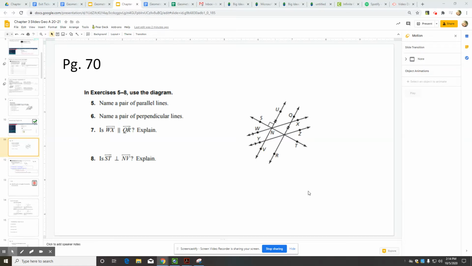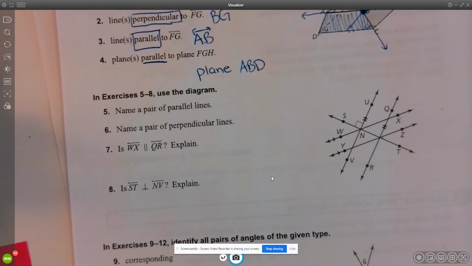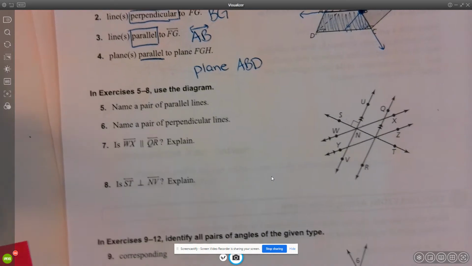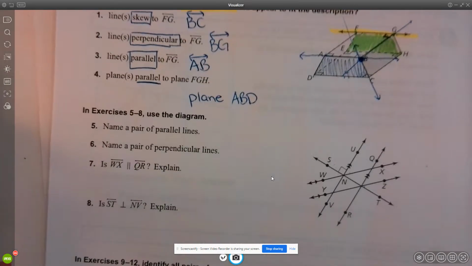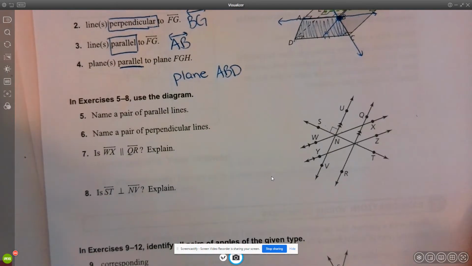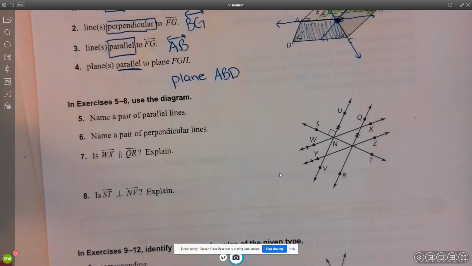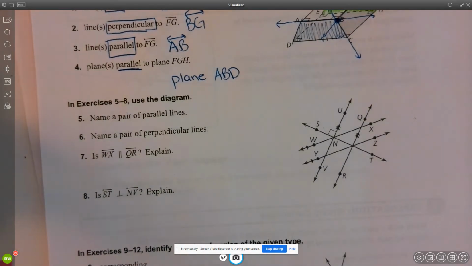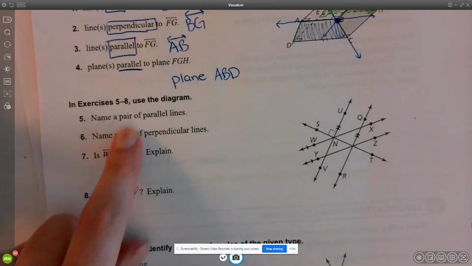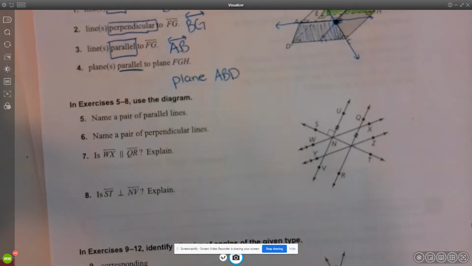We're now going to cover extra practice number 5 through 8 on page 70 in lesson 3.1. So go ahead and head there in your journal. Now we've got a complicated looking picture here, but if we focus on pieces at a time, it's not going to be too bad.